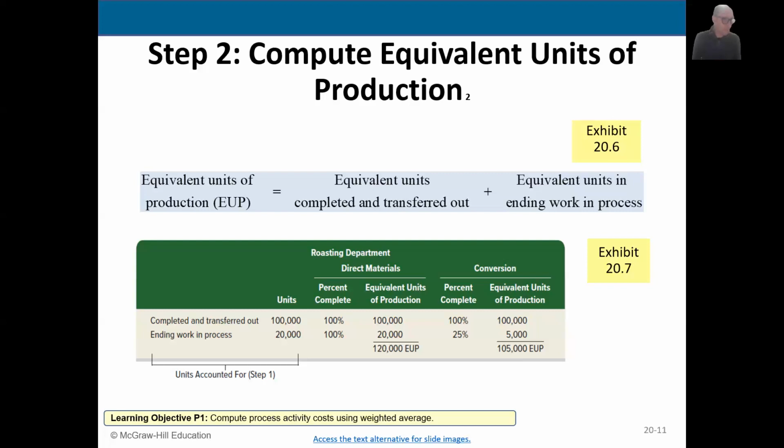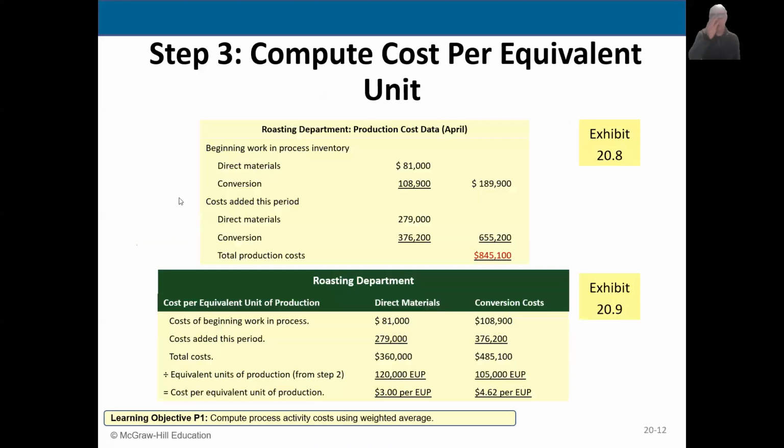Let's move on to the next part, which is step 3, computing the cost per equivalent unit. Again, it's relatively challenging to understand, but to compute cost per equivalent unit, we add costs for the beginning work in process to the period costs, and then we divide by the equivalent units of production that we got from step 2.